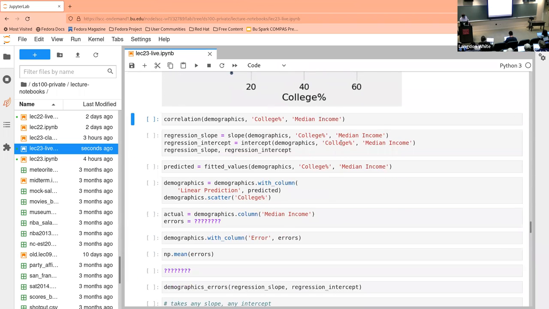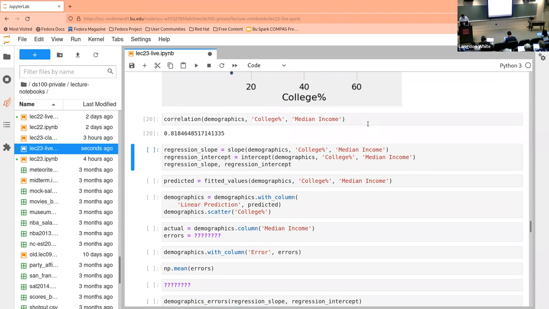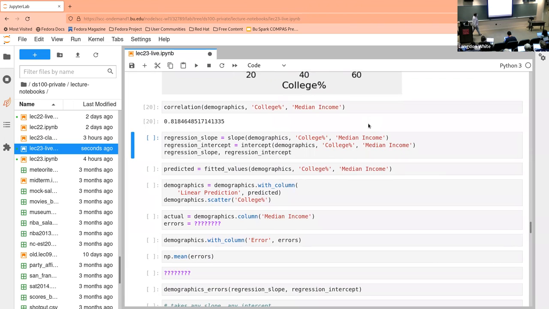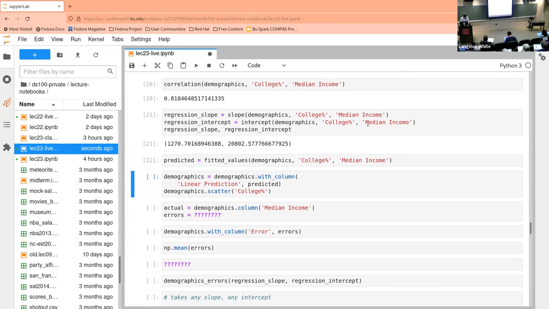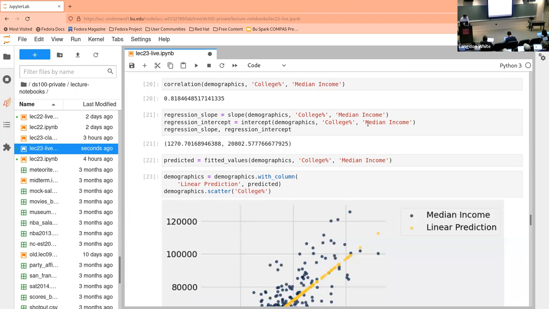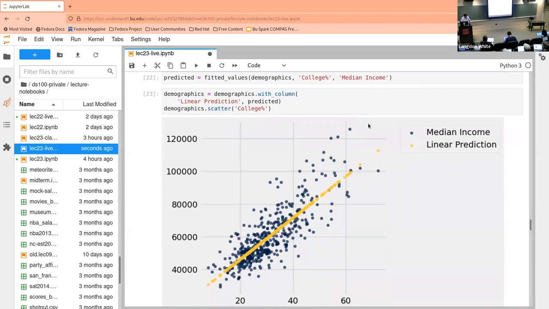All right. So we can actually find out what the correlation is directly, right? And as you can probably tell from the graph, it's about 0.82. And then we can calculate our slope and our intercept, and it gives us a slope of 1270 and our intercept at 20,802. And then we can start to make some predictions using our fitted values function. We'll drop that into our table and then display a scatter plot.